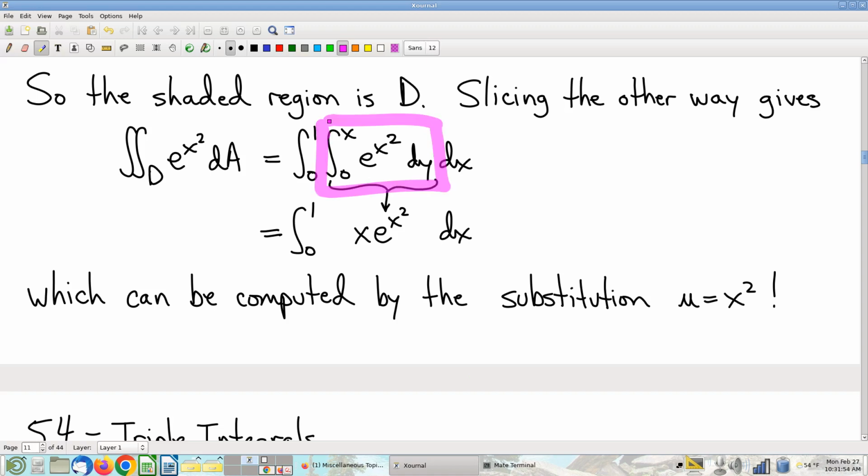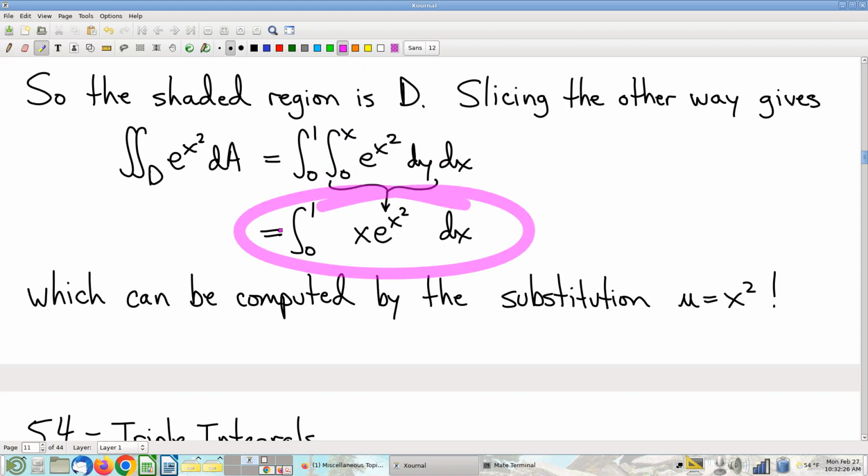This inside integral now, the place where we were just dead in the water in the other slicing order. Now this is a super easy integral, right? e to the x squared. Oh, well, x is an outside variable. That means this is all constant, and the antiderivative of a constant is constant times y. Plug in the bounds, and that purple integral just turns into x e to the x squared. At which point we get a single variable integral that is easily dealt with.